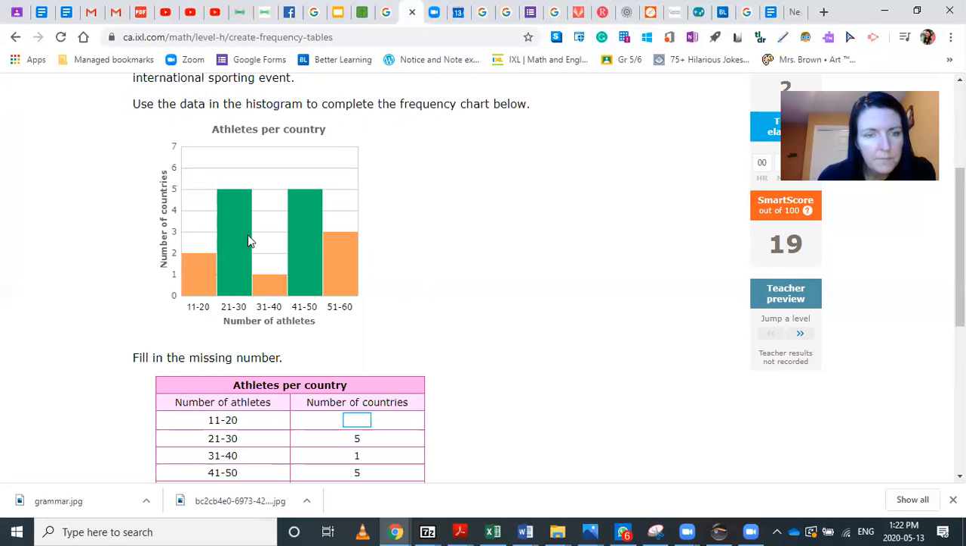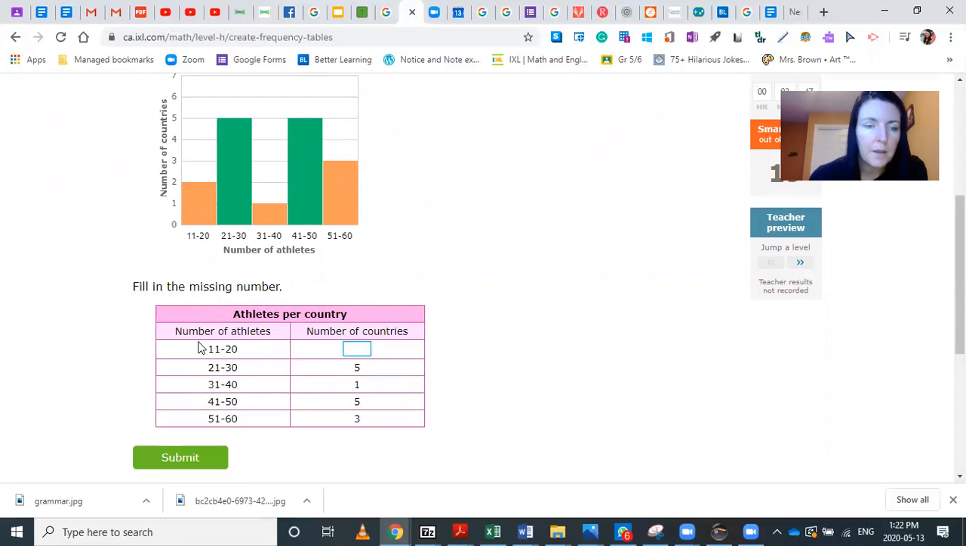5 countries had between 21 and 30 athletes in their group that attended. 1 country had between 31 and 40. 5 countries had between 41 to 50, and 3 countries, if you look across, had between 51 to 60. So fill in the missing number. We're looking for the 11 to 20 category. How many were in this category? We'll look up, it's 2. 2 countries sent 11 to 20 athletes.